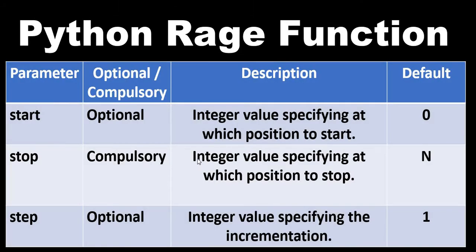In this tabular format, these are the parameter values: start, stop, and step. Please note that start and step are optional, whereas stop is compulsory. It means you are supposed to provide the stop value. If you don't, then you will get a syntax error.